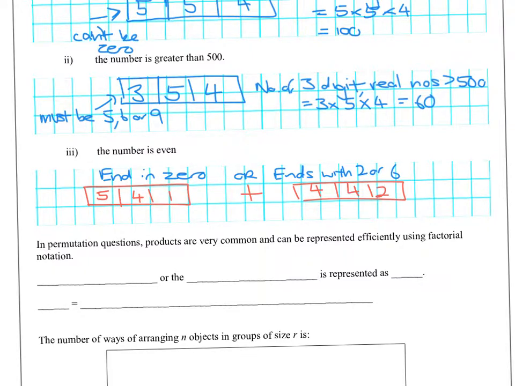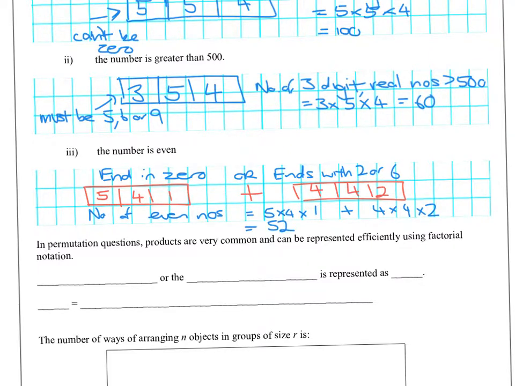So if we're trying to answer this fully, we'd say the number of even numbers is going to equal 5 times 4 times 1, plus 4 times 4 times 2. And that's going to be 20 plus 32, which is 52.